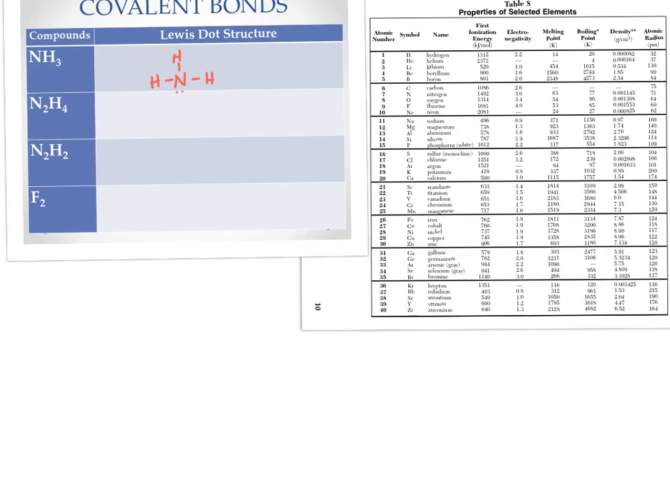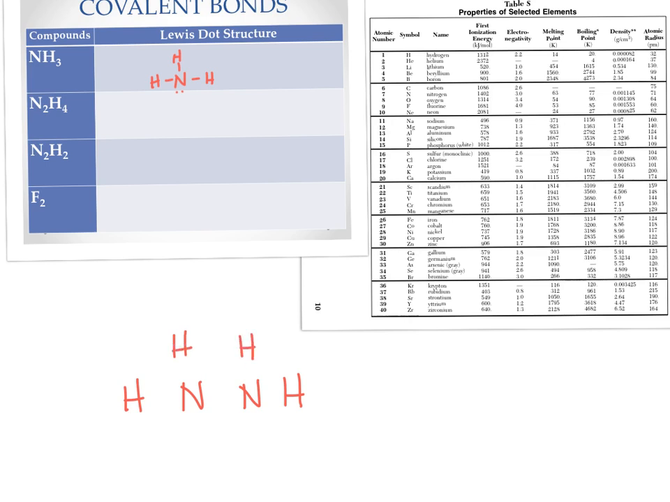So let's now take a look at our next example. Our next example is N2H4. So let's go ahead and write down our symbols. So we have N, and then we have 4 H's. So we're going to put 1 H on each side, and then we're going to put an H on top of each of the ends. Okay?